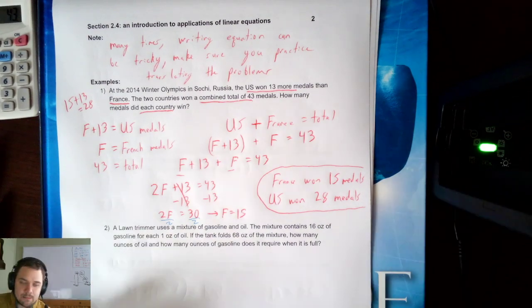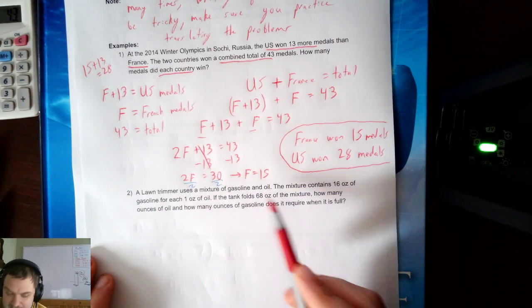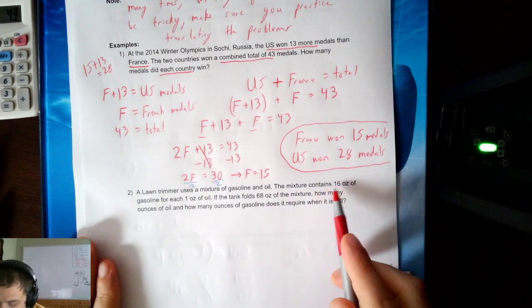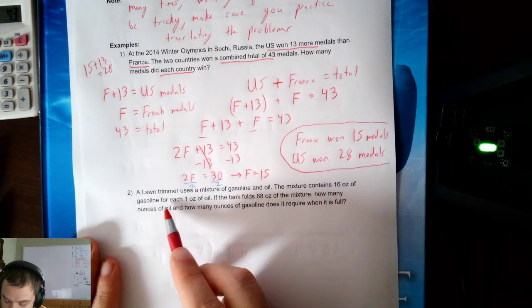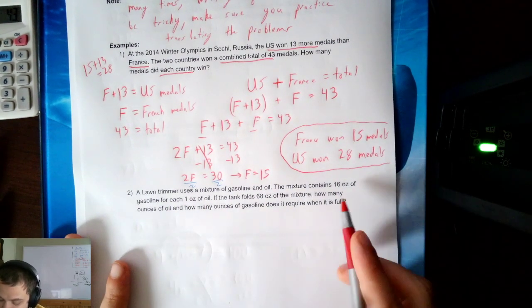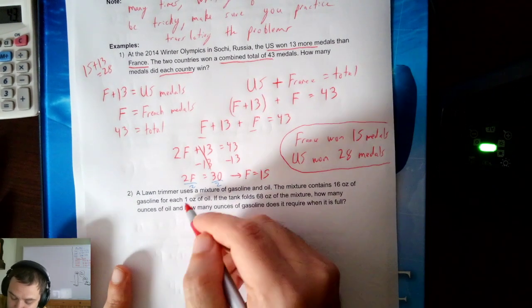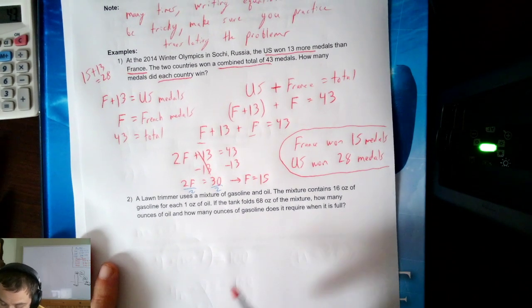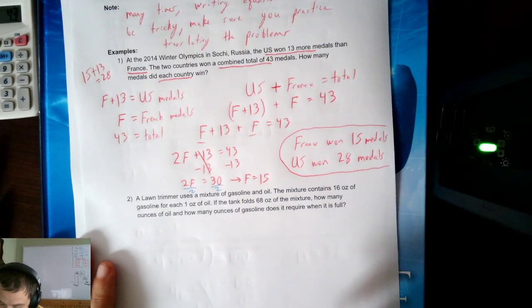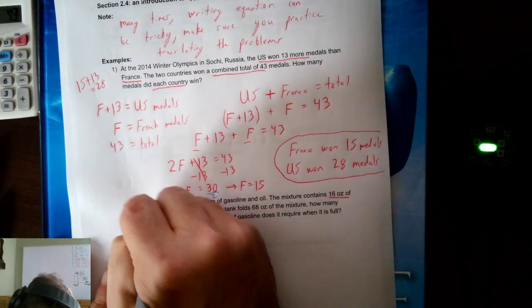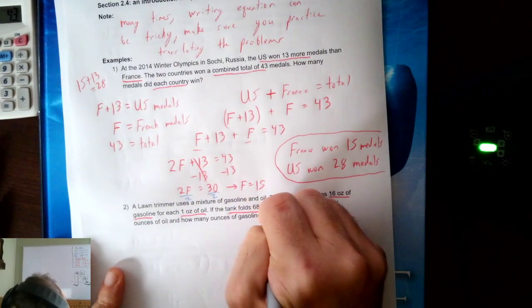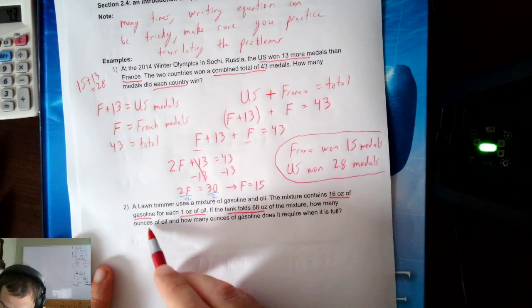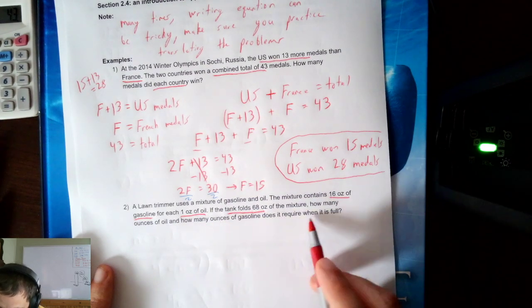Now, let's look at another example. A lawn trimmer uses a mixture of gas and oil. You have to mix gas and oil and put it in your lawn trimmer. The mixture contains 16 ounces of gas for each 1 ounce of oil. So I know they are in relation to each other. For every 1 ounce of oil, I need 16 times as much gas, right? The tank holds 68 ounces. So let's see. I've got a relationship between gas and oil, and the tank holds 68 ounces, right?